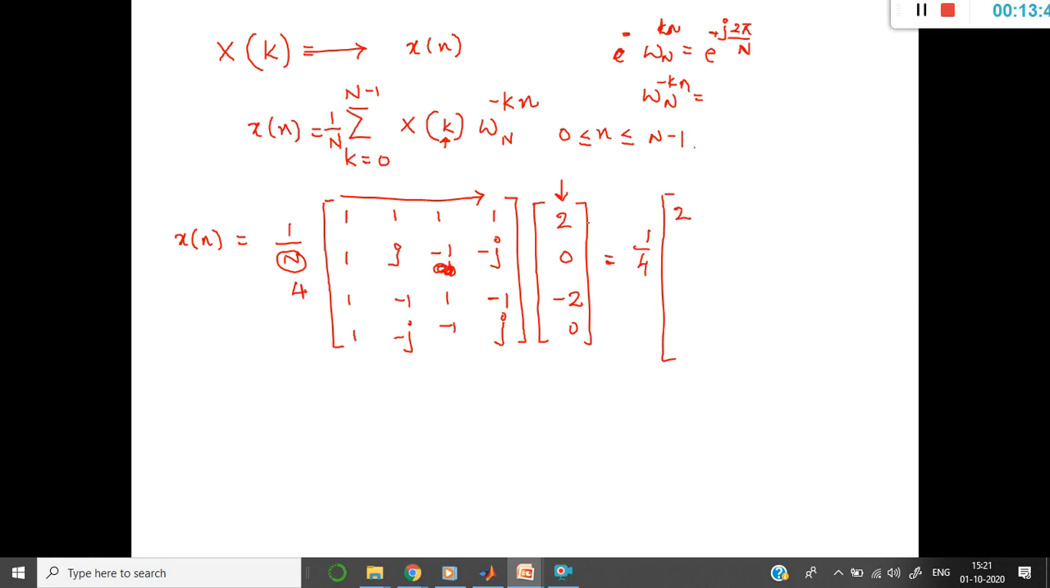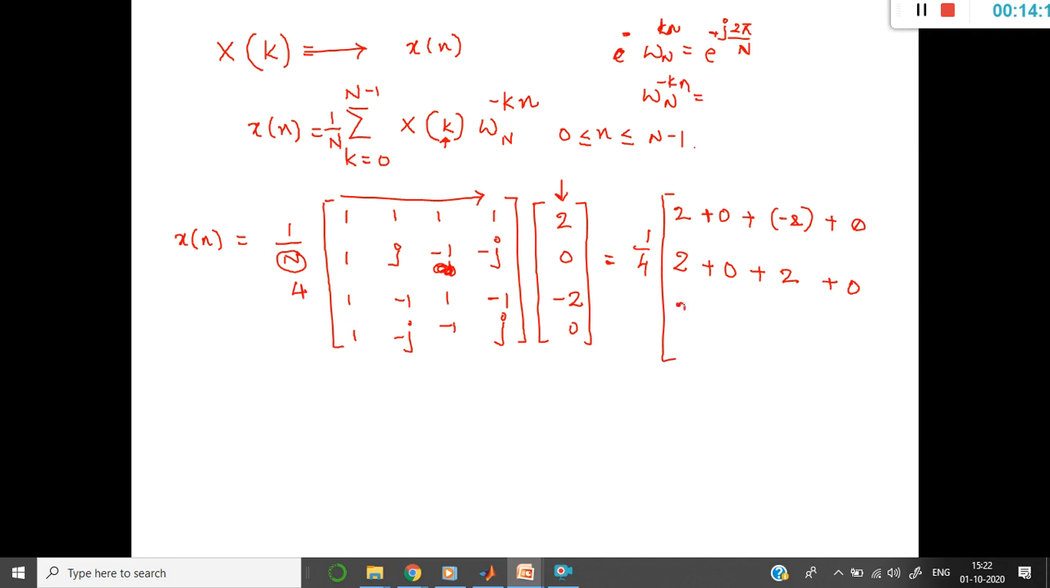1 into 2, it is 2. 1 into 0 plus 0 plus 1 into minus 2, that is minus 2 here, and the last is 1 into 0, 0. Now 1 into 2, again the second row, that is plus 2, plus j times 0, it is again 0, minus 1 into minus 2, that is plus 2 here, minus j times 0, so therefore 0.